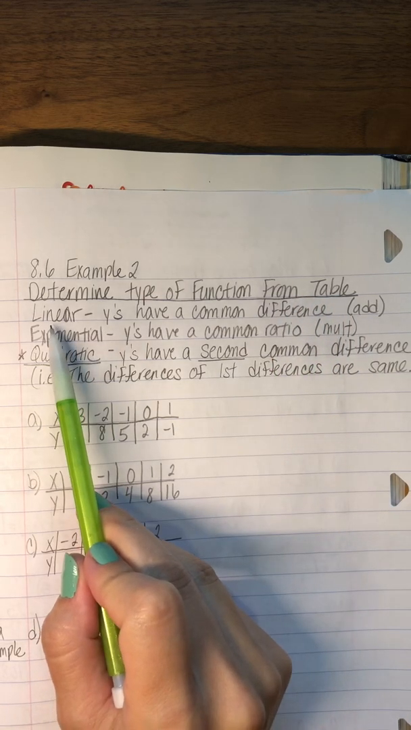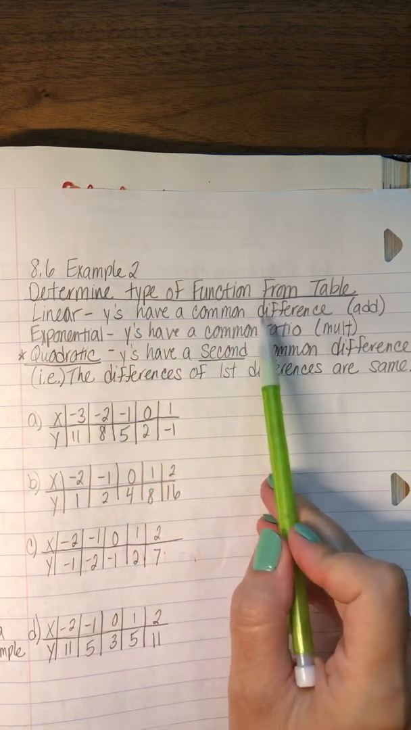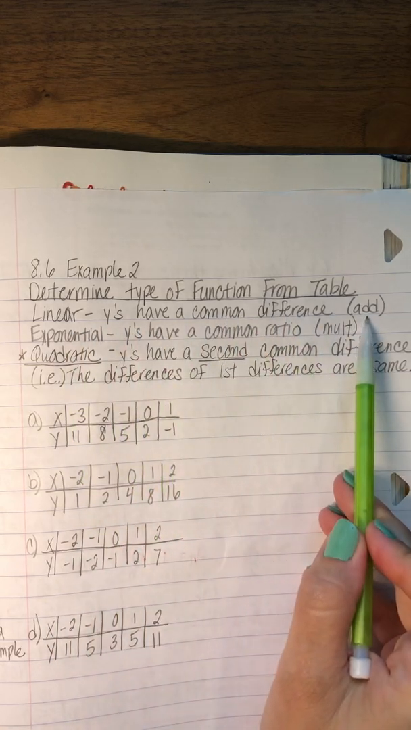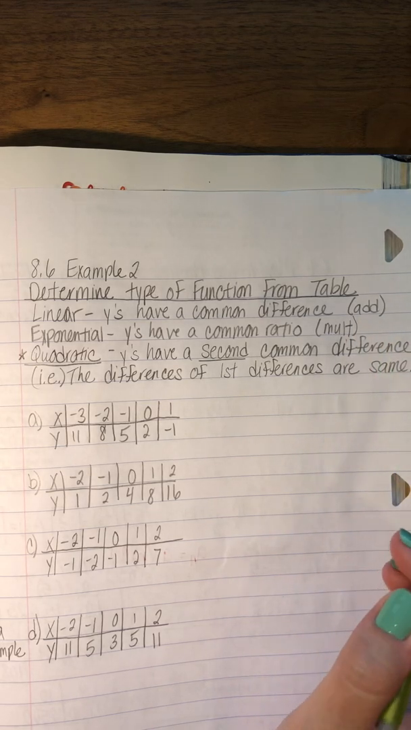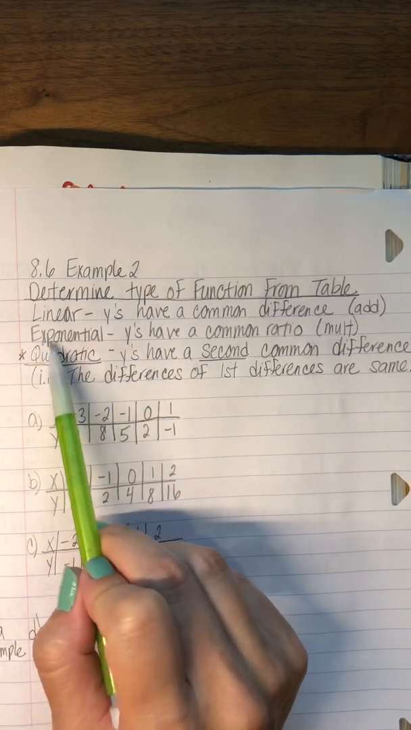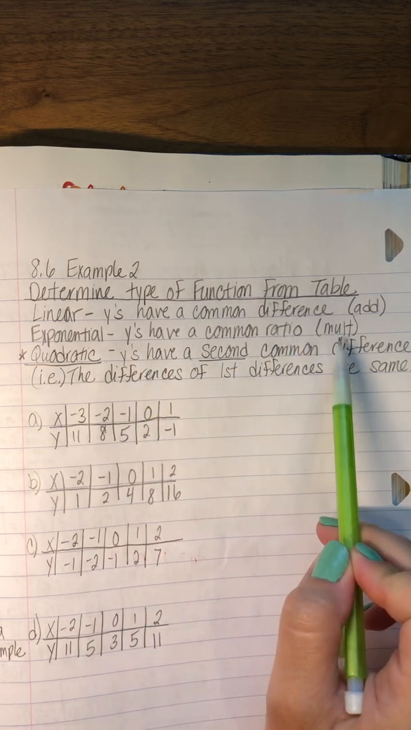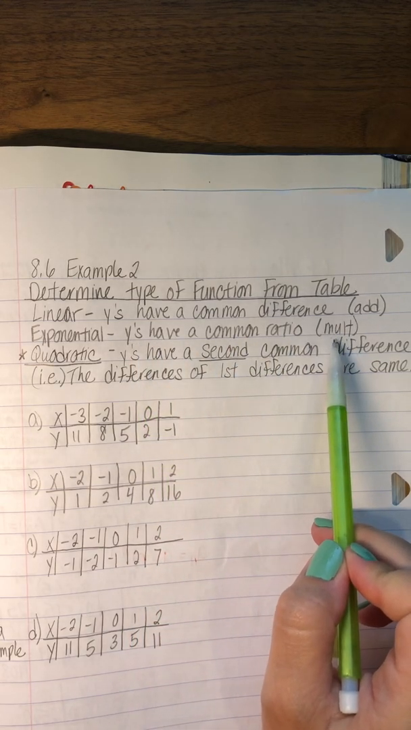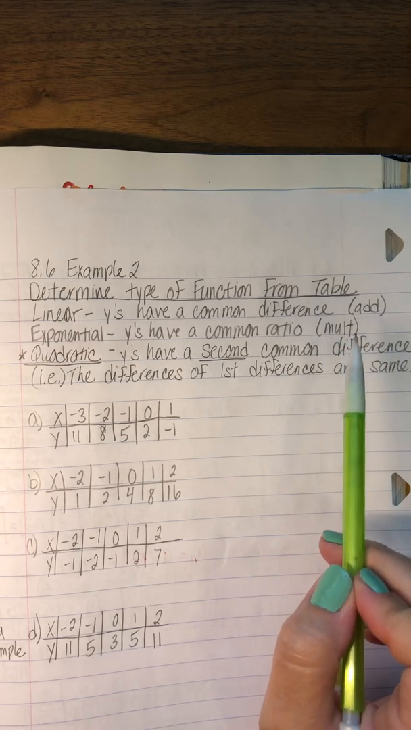So things to look for: if it's a linear function, the y values are going to have a common difference. And remember, that means that they add by a constant amount every time. So if it's like plus 2, plus 2, plus 2, then that's going to be a linear function. An exponential function, the y's have a common ratio, and that means that they multiply by the same amount. So it's going to be like times 2, times 2, times 2.